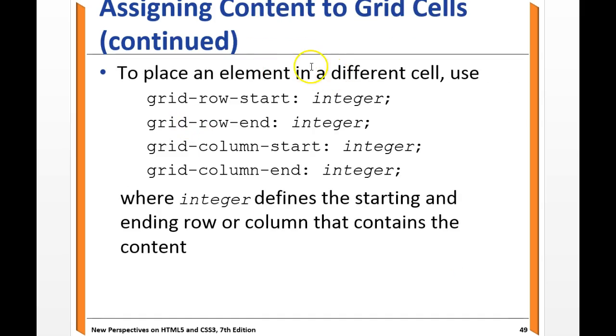To place an element in a different cell, we use grid-row-start integer, grid-row-end integer, grid-column-start integer, and grid-column-end integer. The integer defines the starting and ending row or column that contains this content.